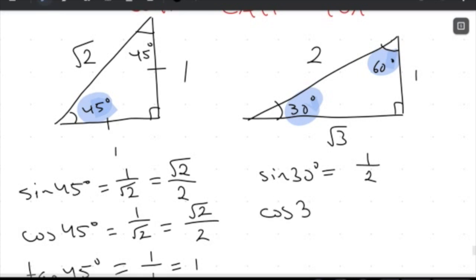So we have cos of 30. That gives me root 3 over 2, because cos is adjacent over hypotenuse.